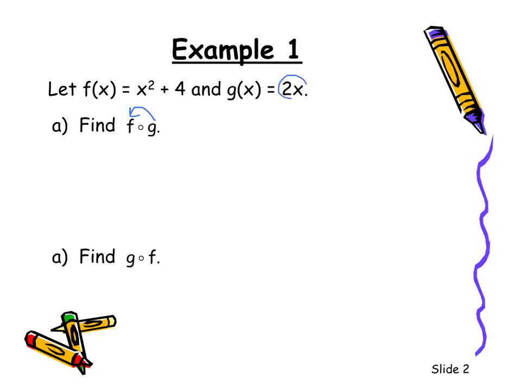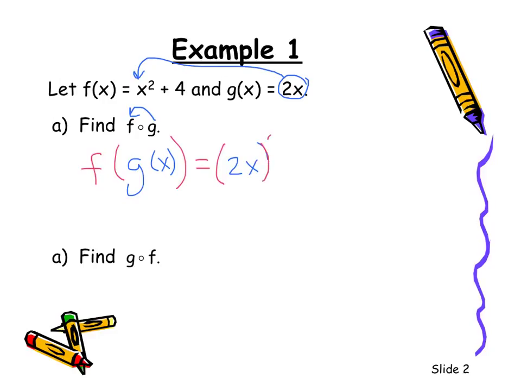I'm going to take this 2x here and I'm going to plug it in to the x in my f of x function. Okay, so I'm going to have f of g of x equals, parentheses, the 2x goes in place of that x there, squared plus 4. So my g of x, that 2x there, was plugged in right here.